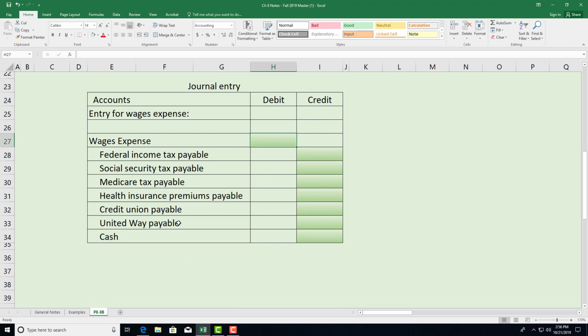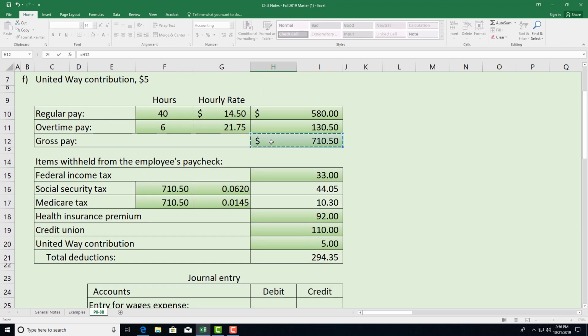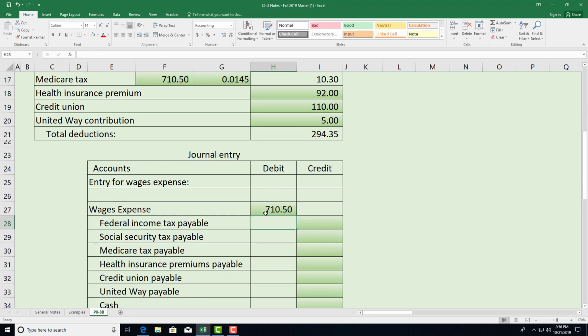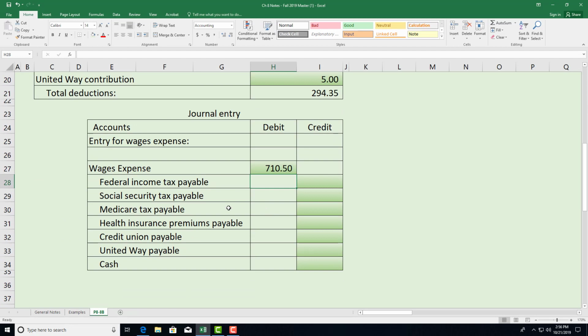Now when we make a journal entry, and again, this is from the viewpoint of the business, we're going to debit wages expense for the total gross wages. So I could do equals this amount right here. And then, and this is where we have to assume a little bit, but we're going to assume that all of these deductions go into a payable, and then whatever the difference is, that would be cash given to the employee in the form of a paycheck.